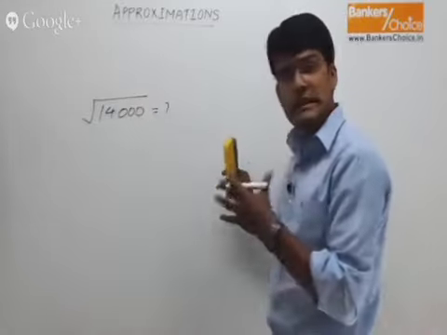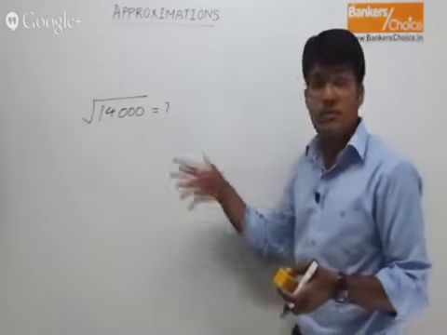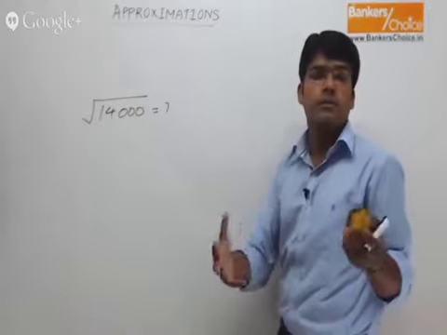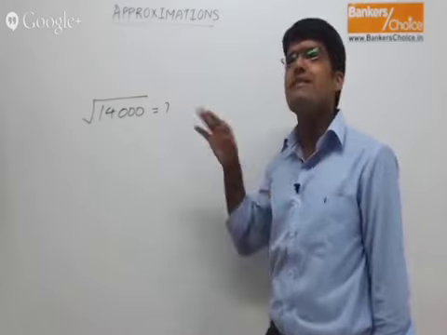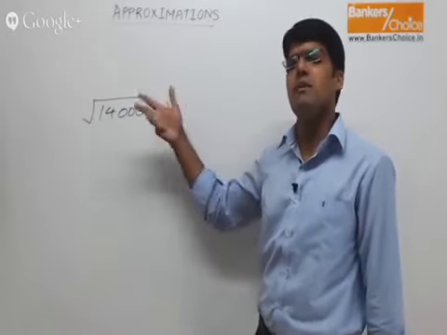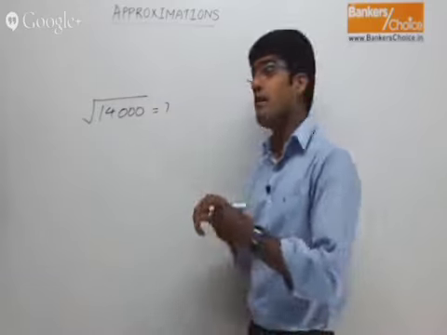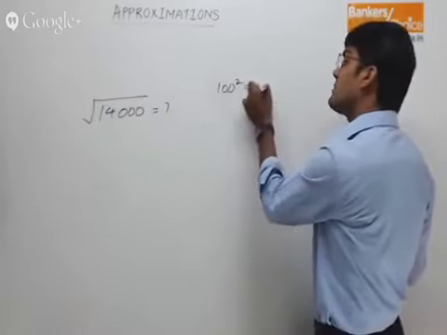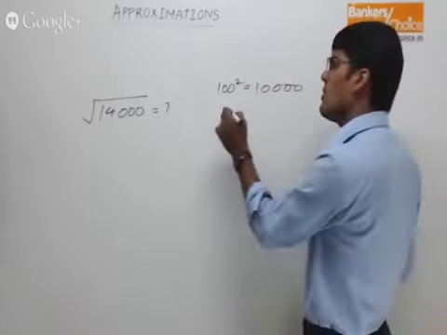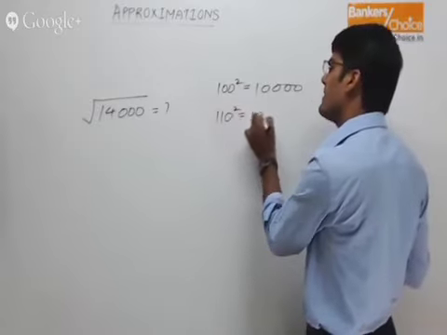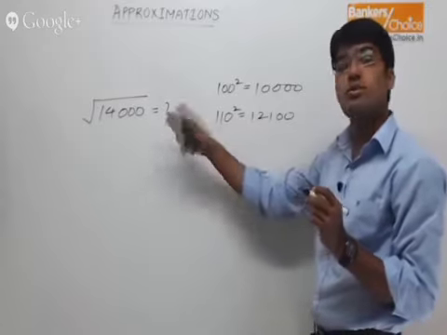Now, obviously, we have to calculate an approximate answer. We can't be finding out the exact square root of 14,000, which is not really possible in a complex exam. So how do you get the approximate square root? Take the nearest square that you know, preferably less than 14,000. For example, 100 square is 10,000. This is more than 10,000. What about 110 square? 11 square is 121 followed by 2 zeros, so 110 square is 12,100, close to 14,000.